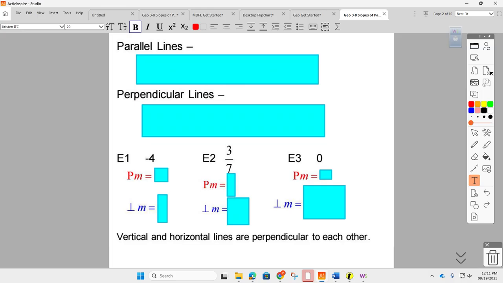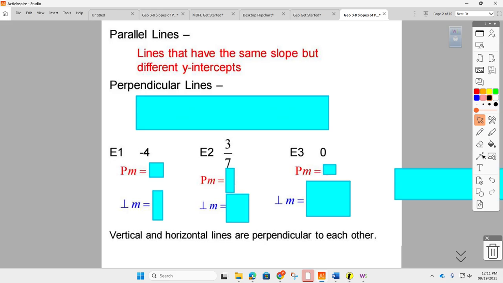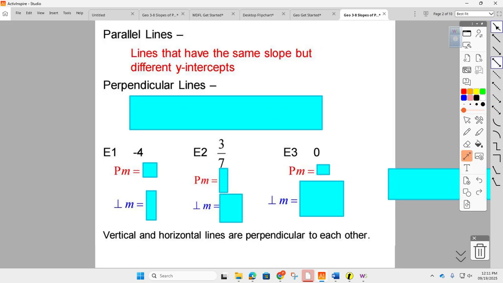We're going to fill in here. This is a little bit wordy. You can just write: have the same slope, but different lines intersect. Do you have something to write with?